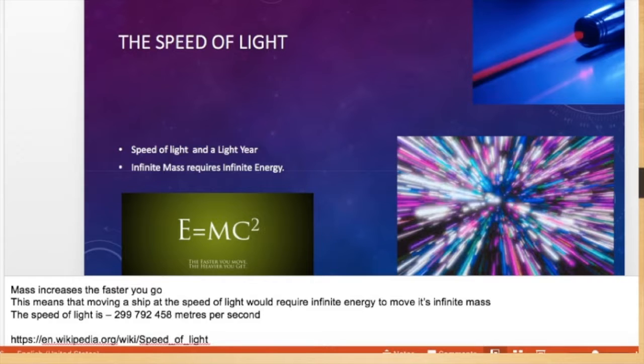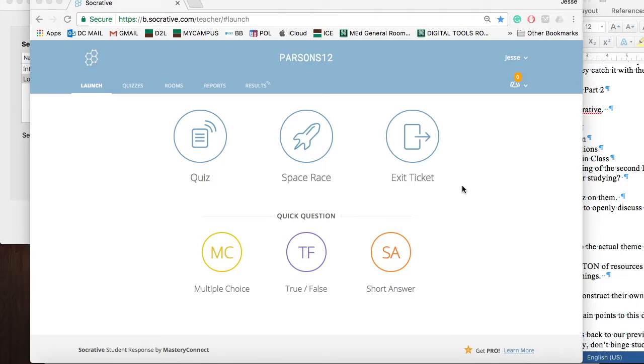299,792,458 meters per second squared. Did you catch it in your notes? Did my students catch it in their notes? We'll come back to that later.